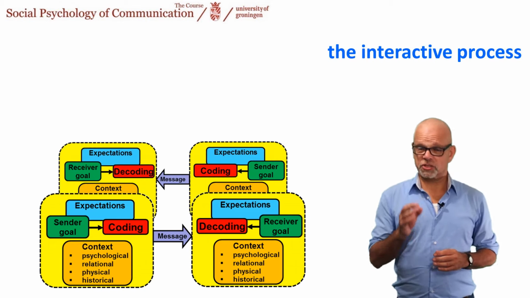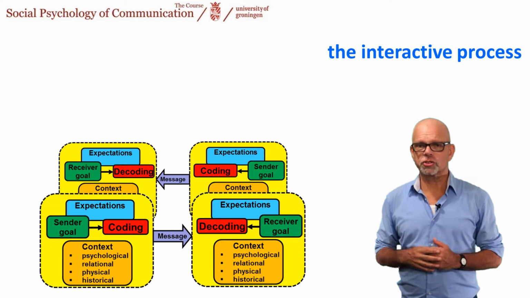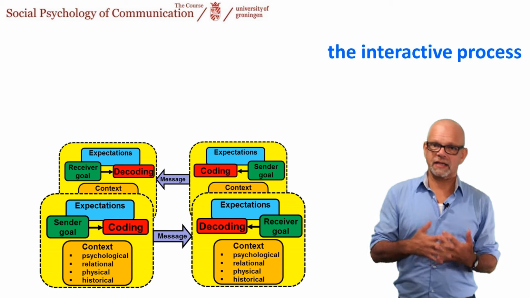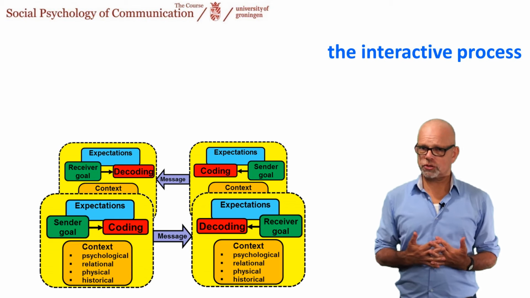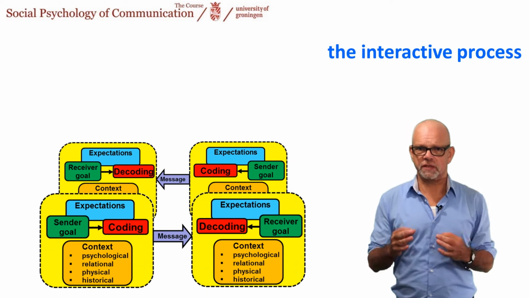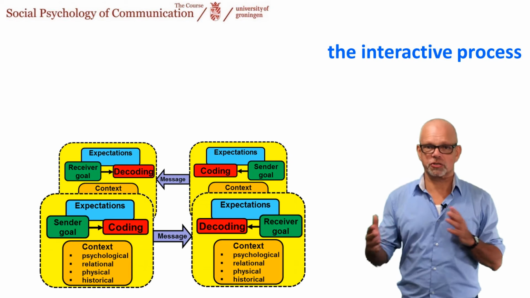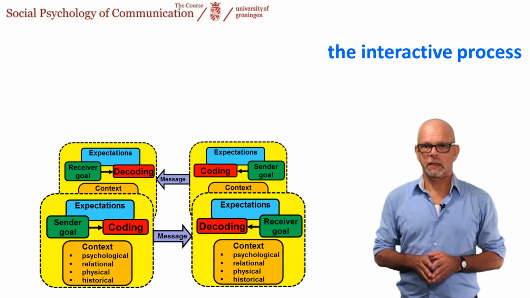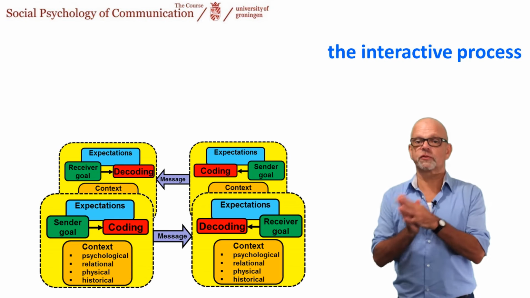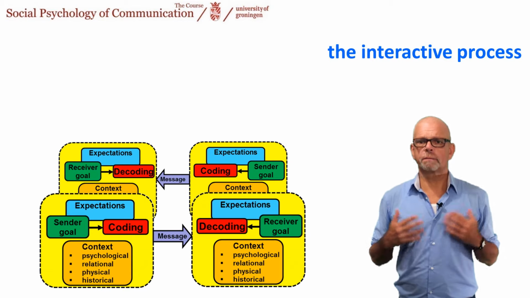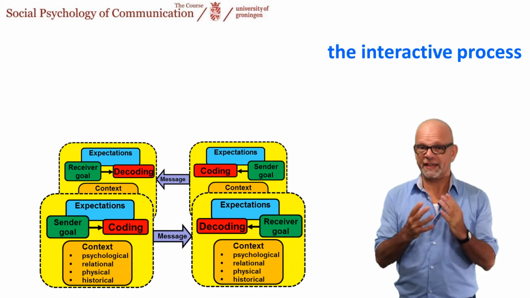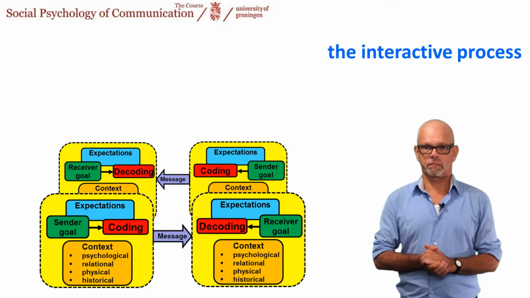The receiver becomes the sender and now codes a message in reaction to the earlier message. Again, taking into account goals, expectations and context. This is the iterative or interactive process. The communicators can react to each other in different ways. And this may completely change the direction of the conversation and even of the relationship itself.